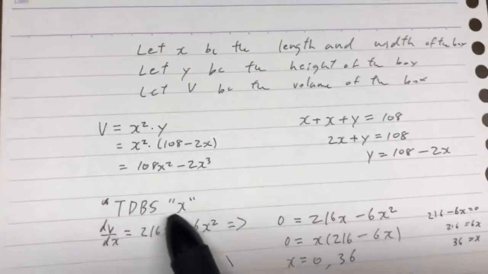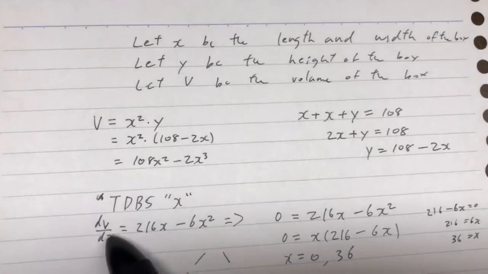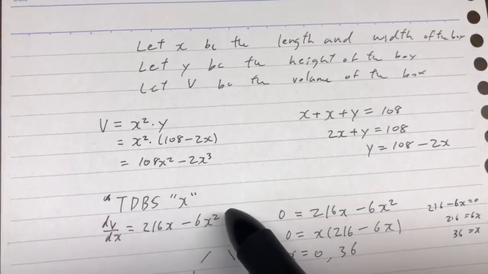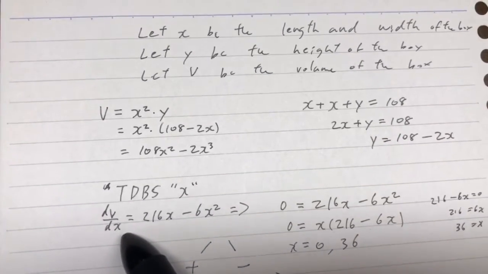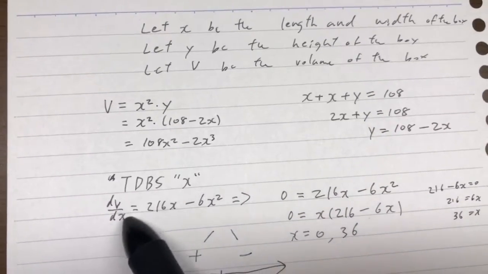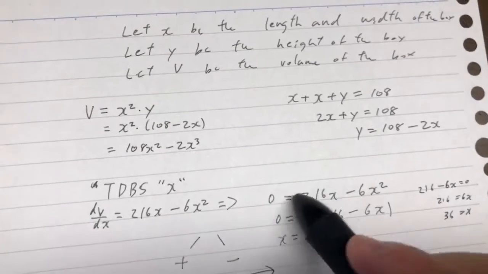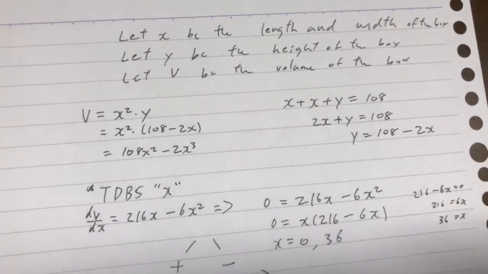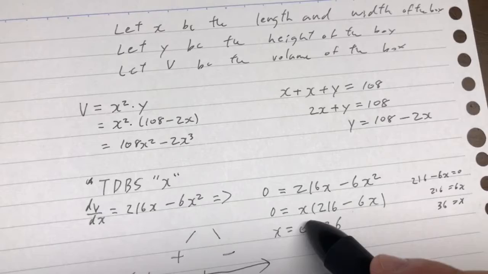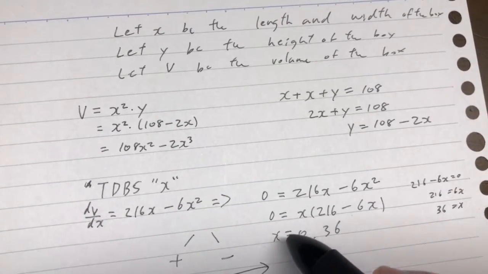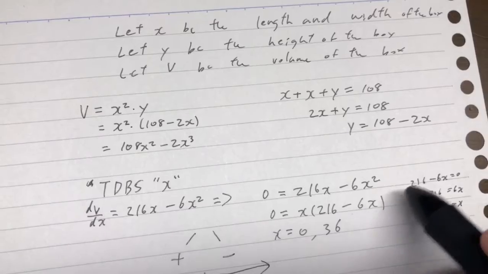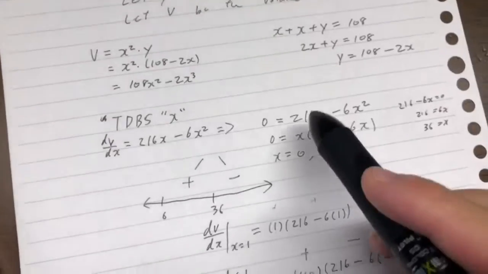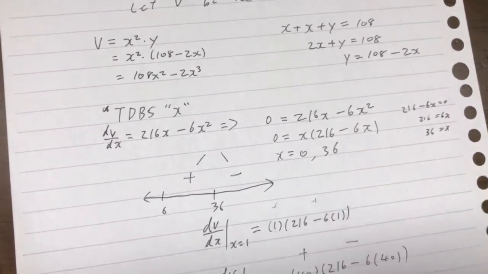And I took the derivative of both sides with respect to x, so we get dv/dx equals 216x minus 6x squared. And now I want to find the critical point to find the maximum. So I set dv/dx equal to 0. And so we get 0 equals 216x minus 6x squared. And I factored out the x. So for the critical points, we get x equals 0, and we set the other factor equal to 0, and we end up with x equals 36. And so our two critical points are 0 and 36.